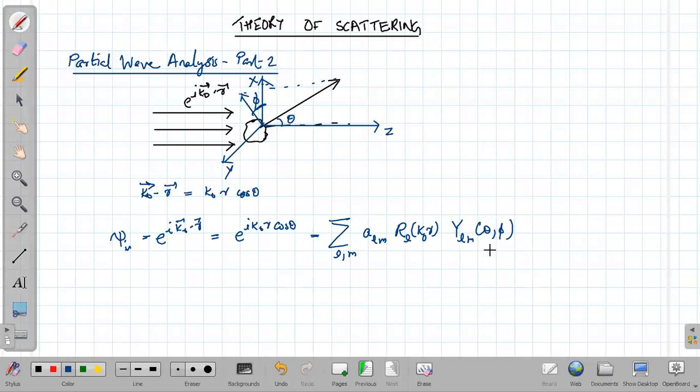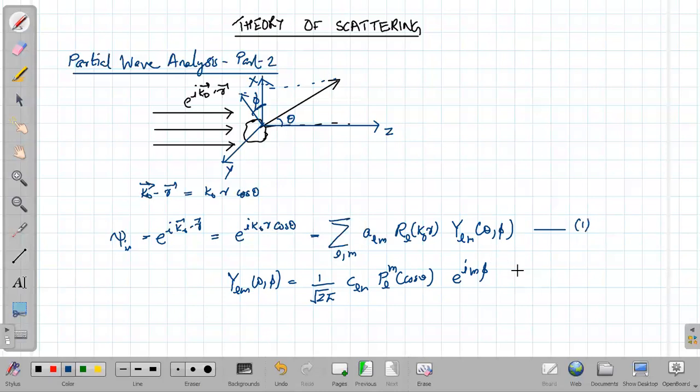What is this Y_lm? Y_lm is the spherical harmonics. I can express this Y_lm in terms of the associated Legendre polynomials. So Y_lm(theta, phi) can be written as 1 upon root 2 pi, the coefficient C_lm, P_lm(cos theta), e raised to i m phi. Let us keep this as equation number 1.